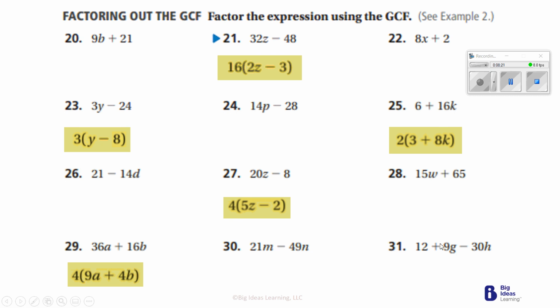Now let's see, number 31. What goes into all these numbers? Wow. I'm thinking 3. So 3 times 4 is 12. 3 times 3 is 9. 3 times negative 10 will be negative 30. So I'm going to say 3 times, in parentheses, 4 plus 3g minus 10h.